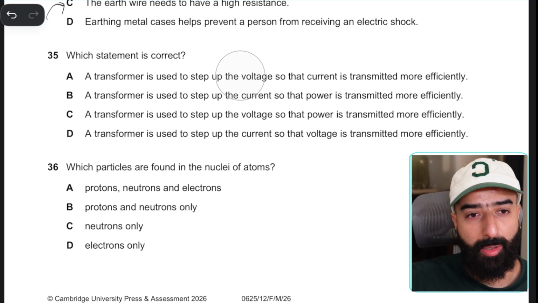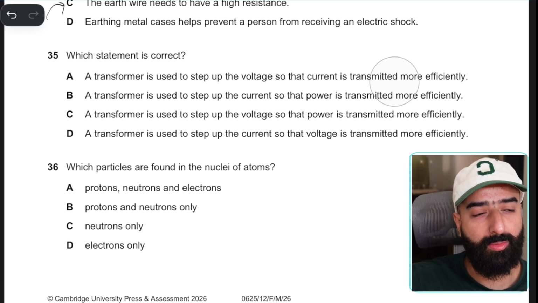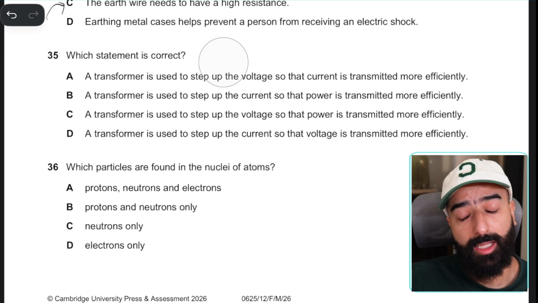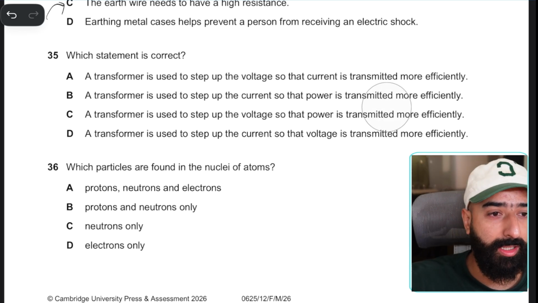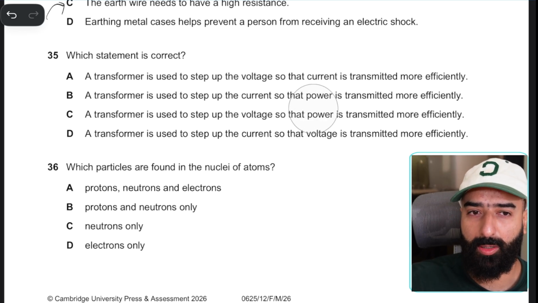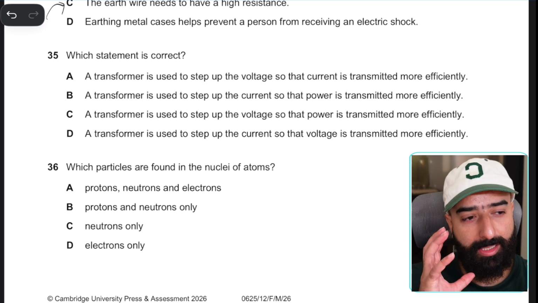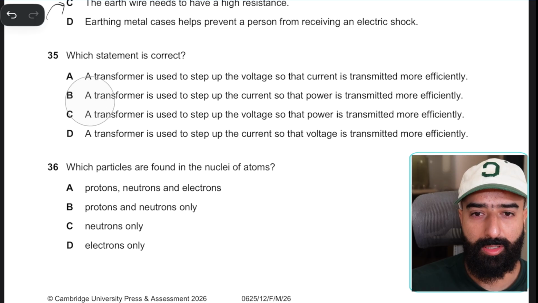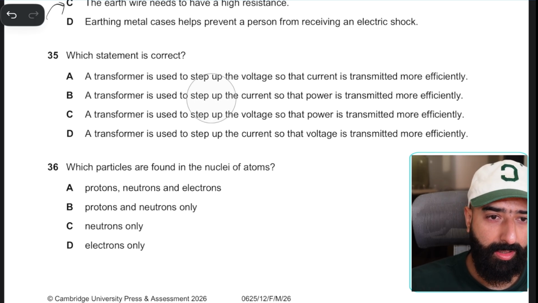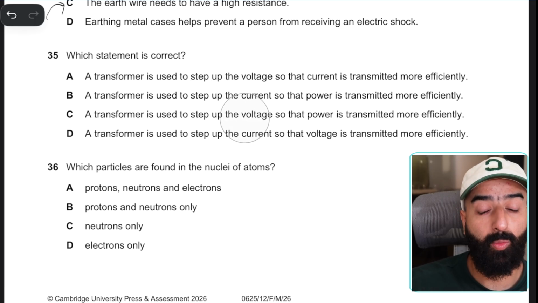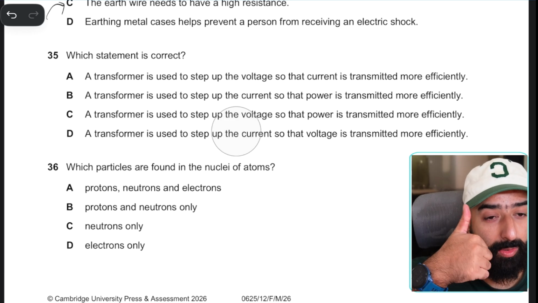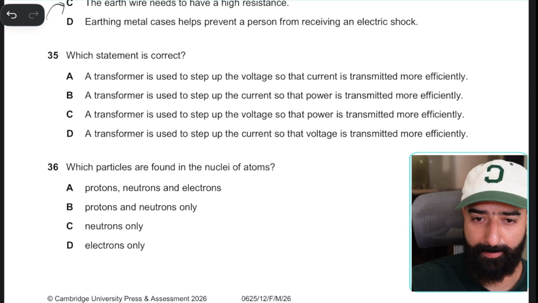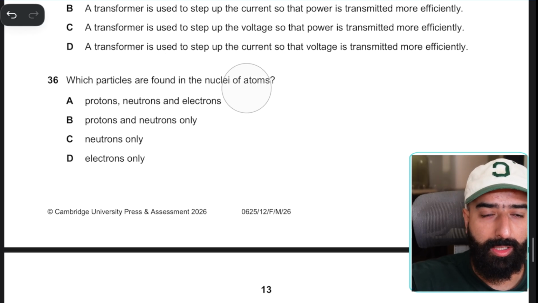Which statement is correct? A transformer is used to step up the voltage so the current is transmitted more efficiently. Well, the transformer is used to step up voltage, but what we want to transfer is power. Power is what we care about. We don't care about current. Power means the energy that's being delivered per second. So that's the correct statement. A transformer is to step up the voltage, not the current. We step up the voltage so that the power is transmitted more efficiently. So C.